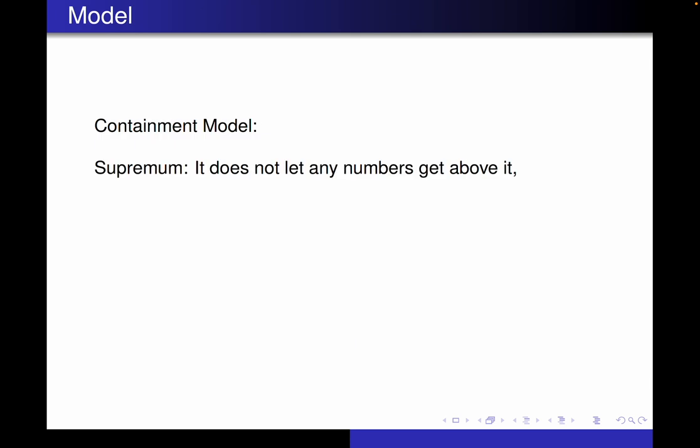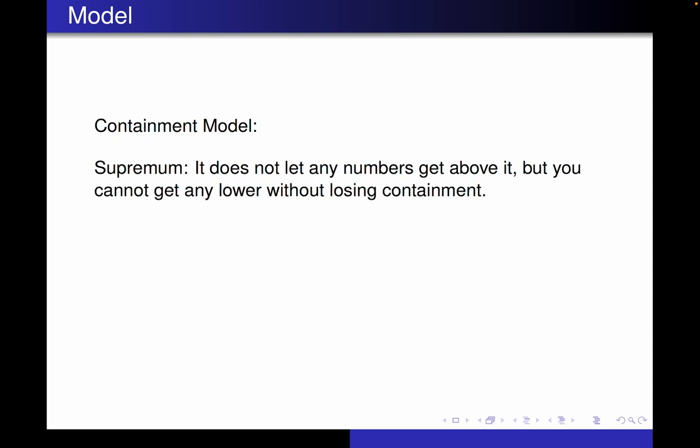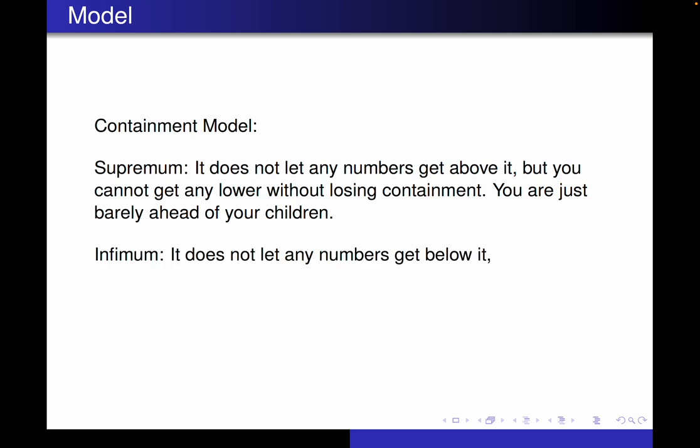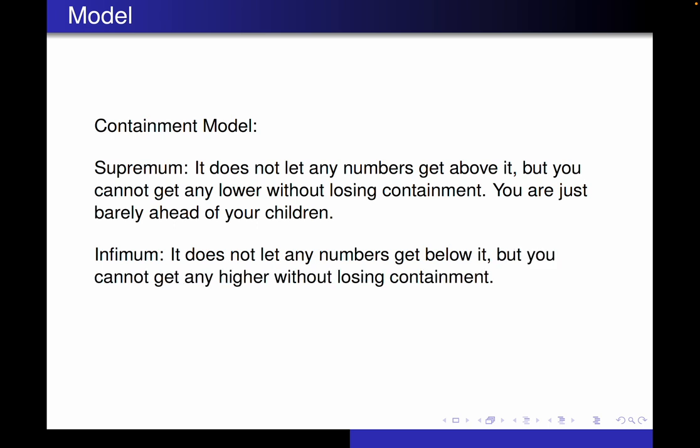So in terms of our containment model, the supremum does not let any numbers get above it, right? It is an upper bound, but if you get any lower, you will lose containment. That means you are just barely ahead of your children. You're ahead of your children, as good an upper bound will be, but just barely. So for the infimum, it does not let any numbers get below it, right? You have containment, but if you get any higher, you will lose containment, which means that you are just barely behind your children.